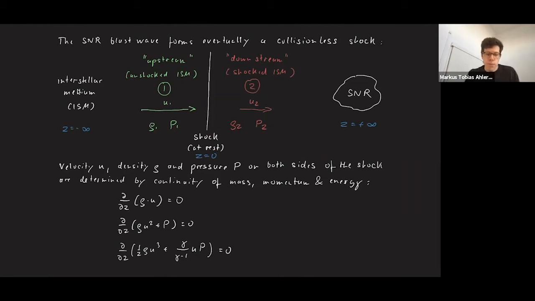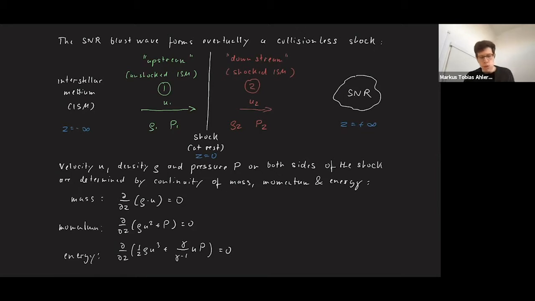Now, in this shock environment, we can derive a relation between the velocities, the densities, and the pressures on both sides of the shock. These relations are fixed by the continuity of mass, momentum, and energy. So we have the condition of mass conservation, which in the steady state case looks like this here. We have momentum, which looks like this here, and we have the conservation of energy.